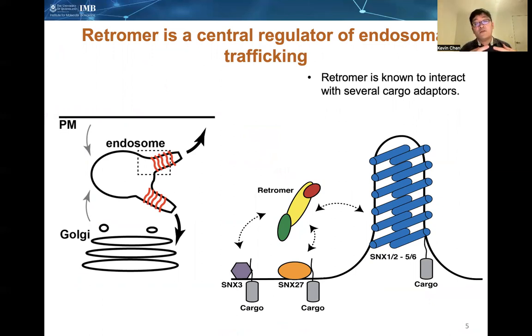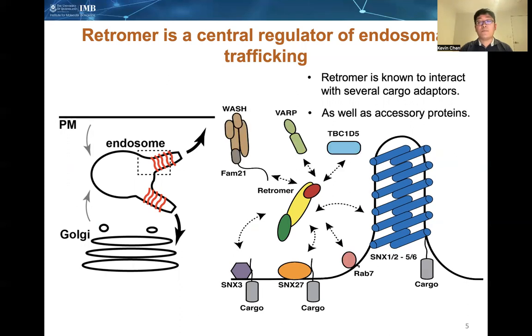Over a decade of research, we are now able to divide those retromer interactors into two categories in general. The first one is the cargo adapters. Mostly they are the sorting nexins, PX domain containing proteins, including SNX3, SNX27, SNX1 and 5, SNX2 and 6, or the SNX-BAR proteins. Those are the ones that bind cargo and then bind retromer.